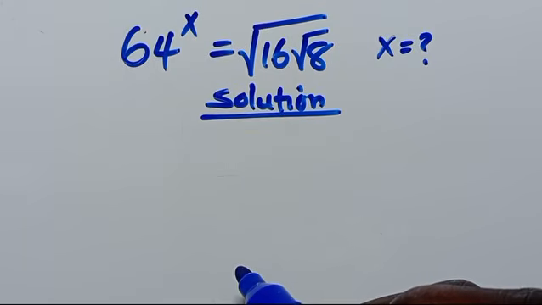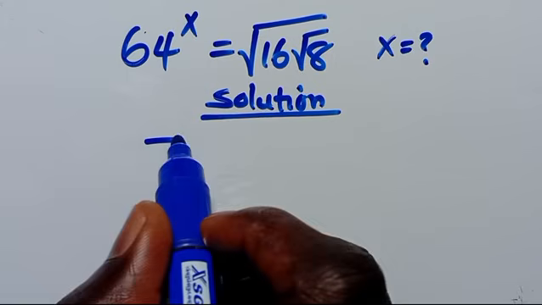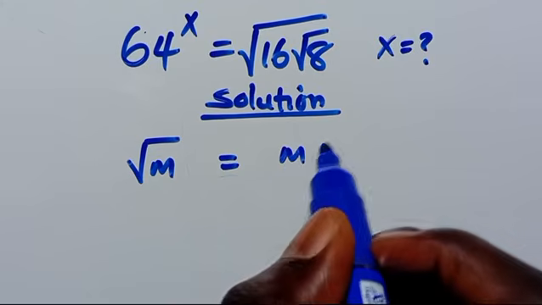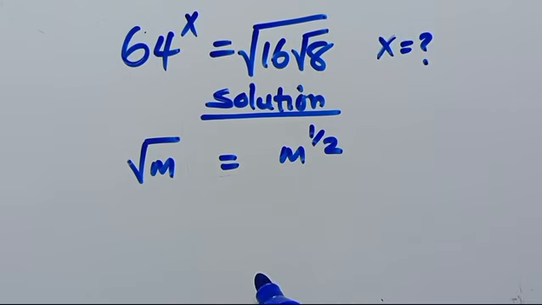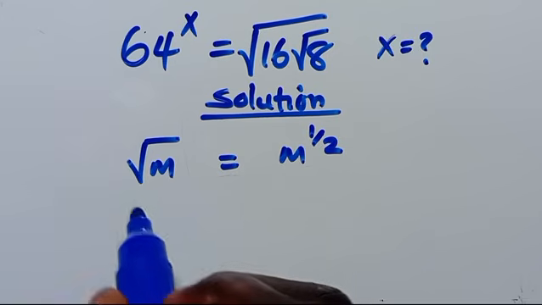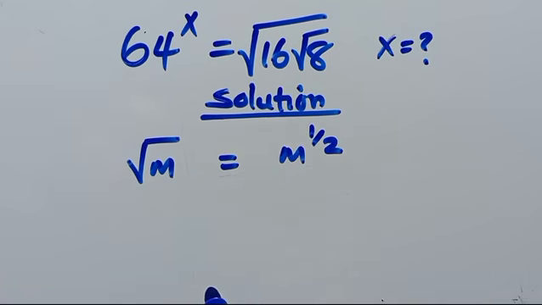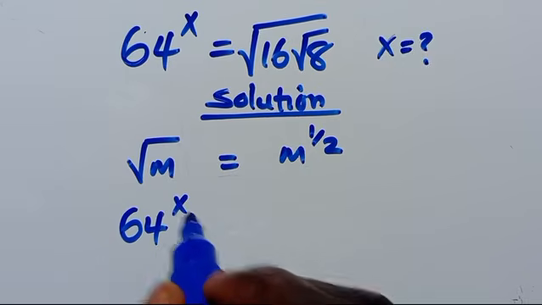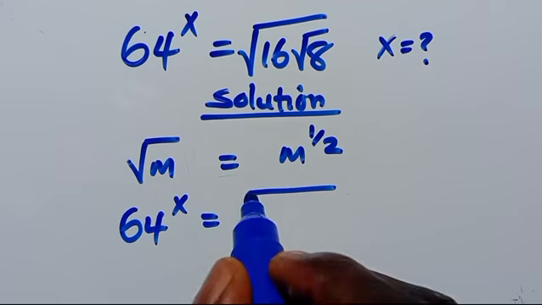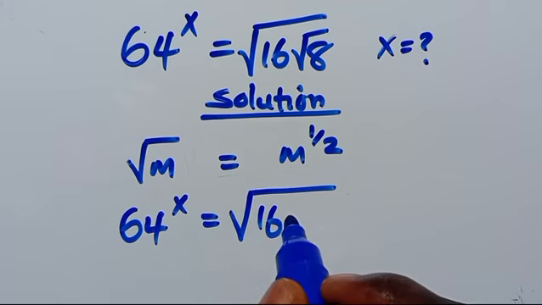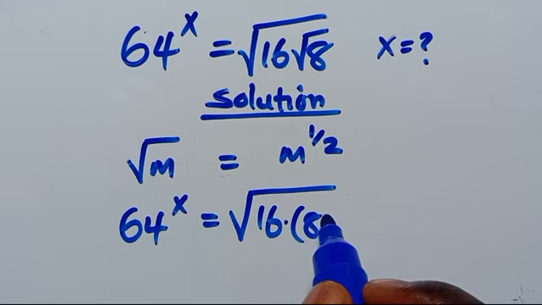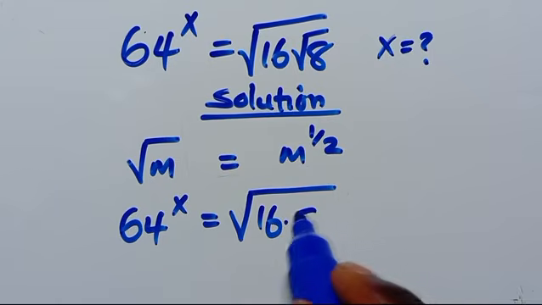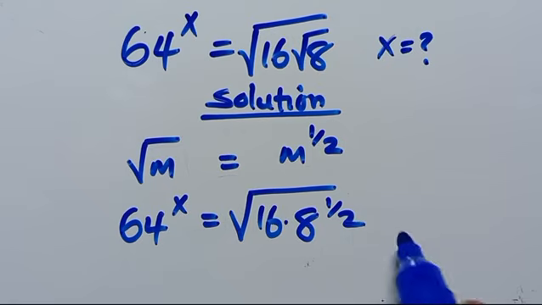Now from here, let us note that anytime we have root of m, this equals m to the power of 1 over 2. So from here, let's simplify this side. So here will now be 64 to the power of x equals root of 16 times 8 to the power of 1 over 2.